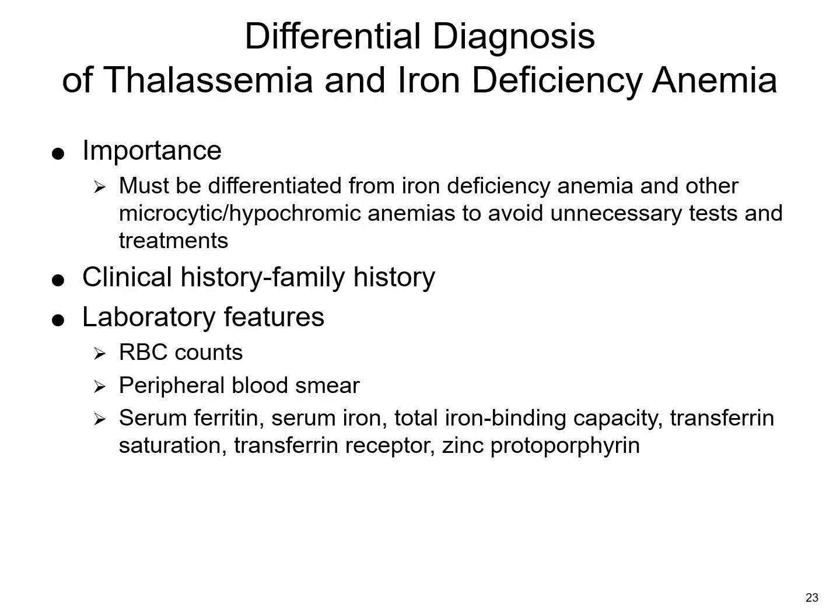So for laboratory features, the red blood cell counts are typically normal or elevated in thalassemia, but they are generally low in iron deficiency anemia. For the peripheral blood smear, we're going to see microcytic hypochromic red blood cells with characteristic shapes and inclusion bodies in thalassemia. The serum ferritin, serum iron, total iron binding capacity, and transferrin saturation, and maybe even some other iron studies, can help evaluate iron status and help distinguish iron deficiency from thalassemia. We can also look at the transferrin receptor and zinc protoporphyrin levels, which may also aid in the differentiation. So accurate diagnosis ensures appropriate treatment and genetic counseling for our patients.